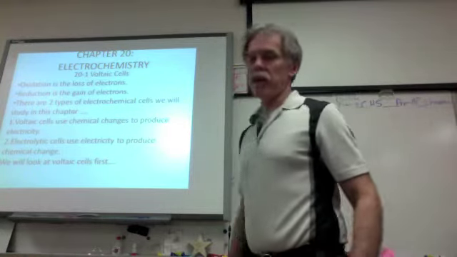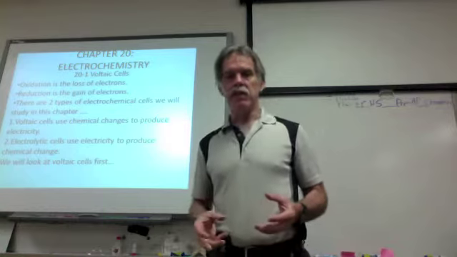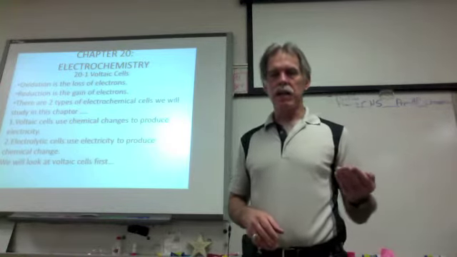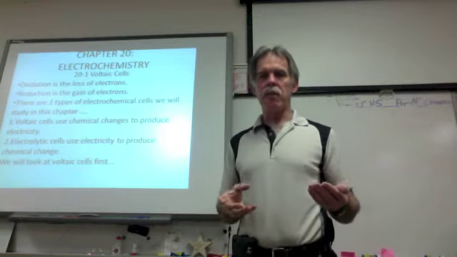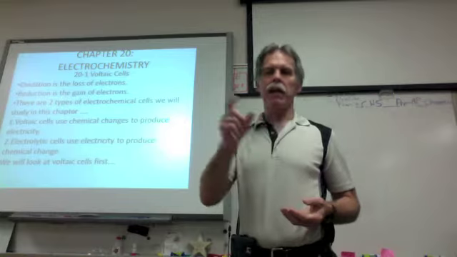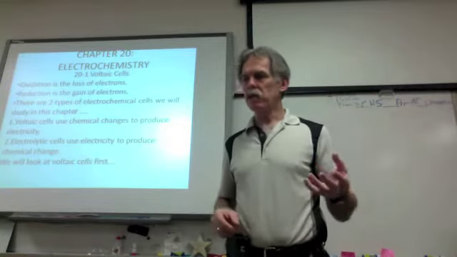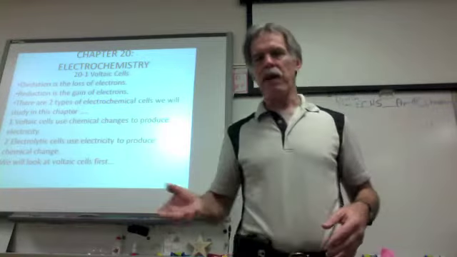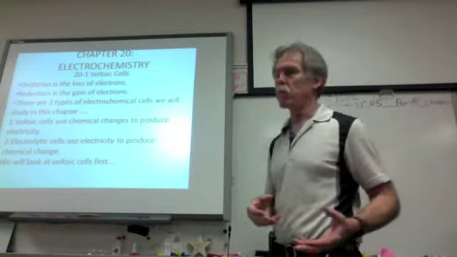There are two types of electrochemical processes that we're going to talk about. One of them is the voltaic process. And the easy way to remember that is that's what it does. It makes volts. So it takes chemical change and produces electricity. That's what our flashlight cells do, or the batteries that we use. The battery in our car makes electricity from a chemical process.